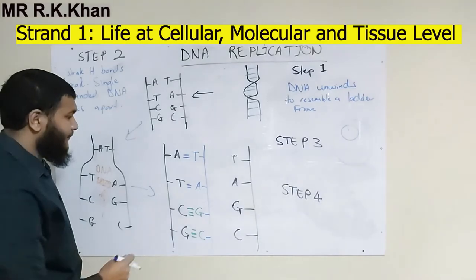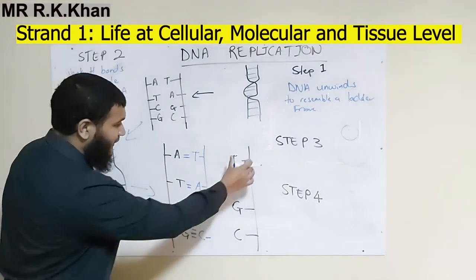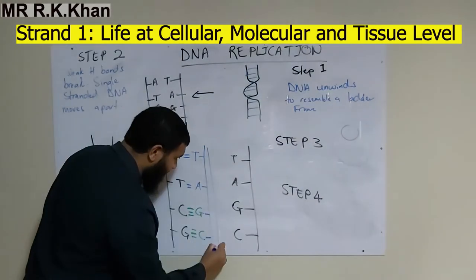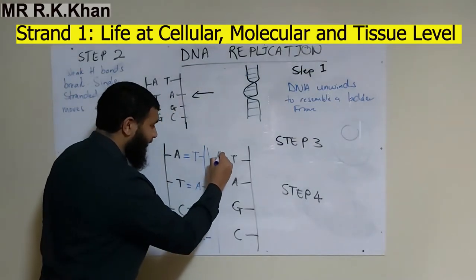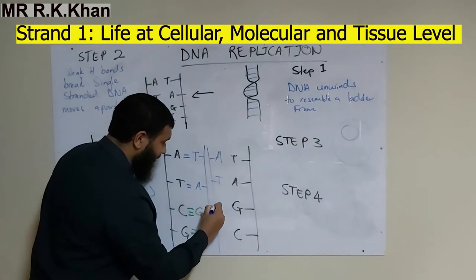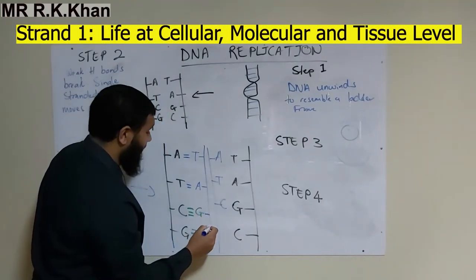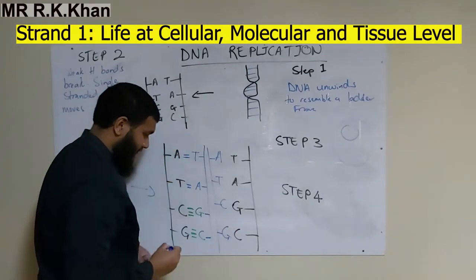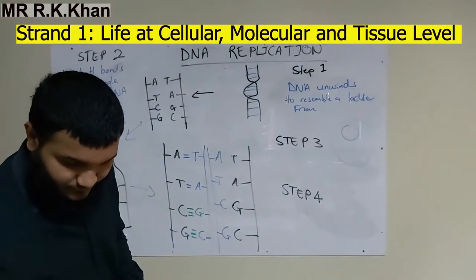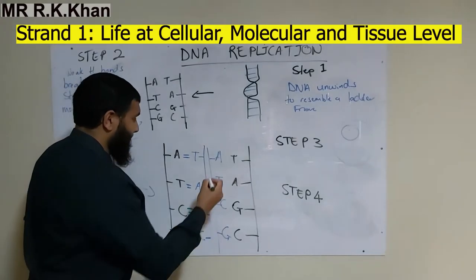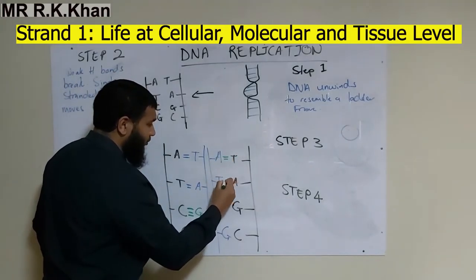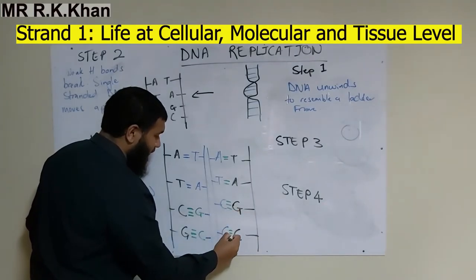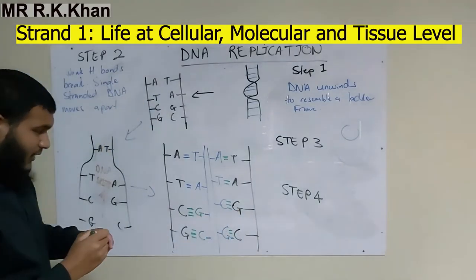DNA molecule. Okay, we have the same thing here, and the same thing is going to happen to this single strand. It's going to pick up, so we have another single strand here. This will be A here, T, C, and G. Two bonds, three bonds.